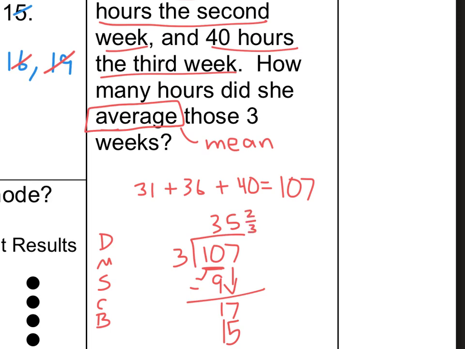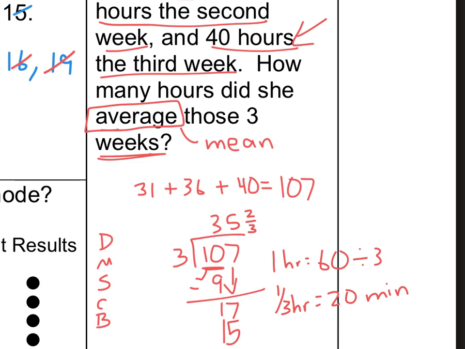And since we're using time here, right? Weeks and hours. What is 2/3 of an hour? Okay, 1 hour is 60 minutes. So if you break that into 3, you've got 1/3 of an hour is 20 minutes. And we have 2 of those thirds. Yep, 35 hours, 40 minutes. That's her average.